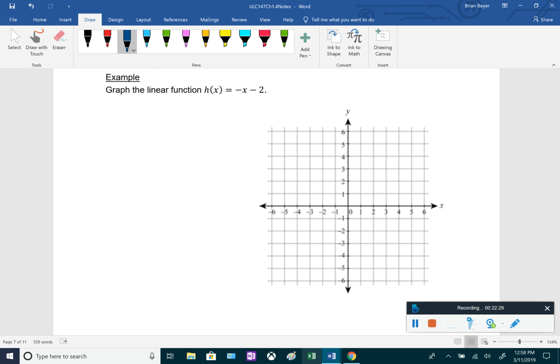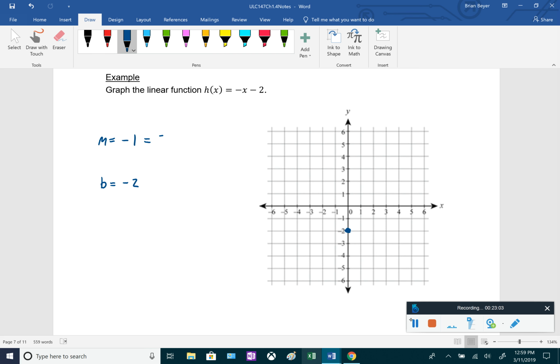Okay, next one, graph the linear function negative x minus 2. So our slope, it's negative x, so our slope is negative 1. Our y-intercept is negative 2. So plotting this negative 2 for our y-intercept, that's down here. When we go to our slope to try to figure out how to create another point here, this is not a fraction, this is an integer.